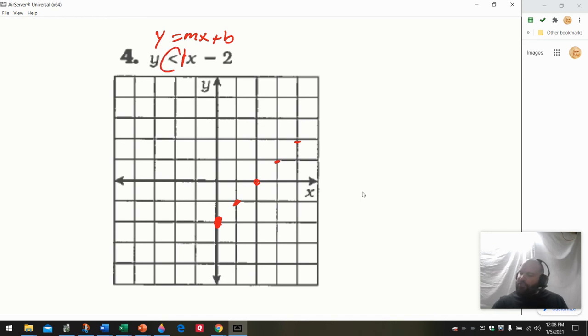And it is a strict inequality. It's just a less than. So because it's just a less than, we are going to use a dashed line this time.